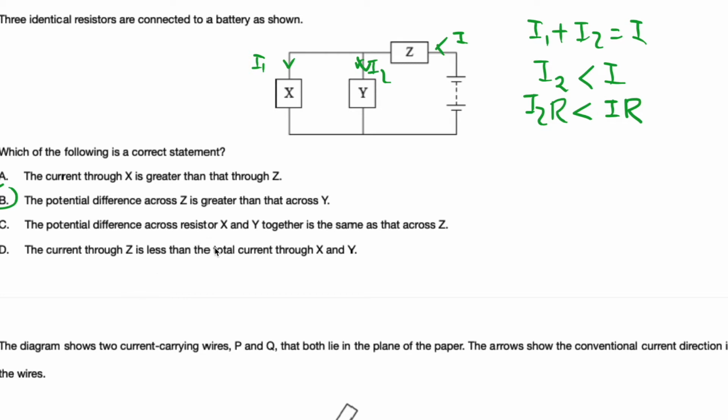The potential difference across resistors X and Y together is the same as across Z. So because the resistances of X and Y are equal, the currents through resistor X and resistor Y are going to be equal. That's called IR. So they're going to have the same voltage, right? So C is not correct. D, the current through Z is less than the total current through X and Y. This is also not correct because I1 plus I2 is equal to I.